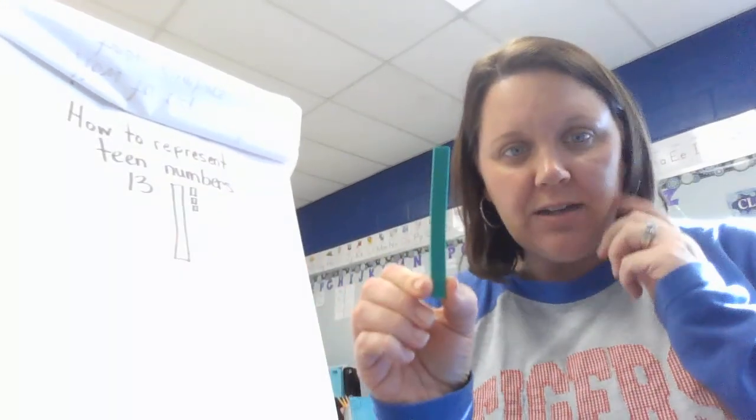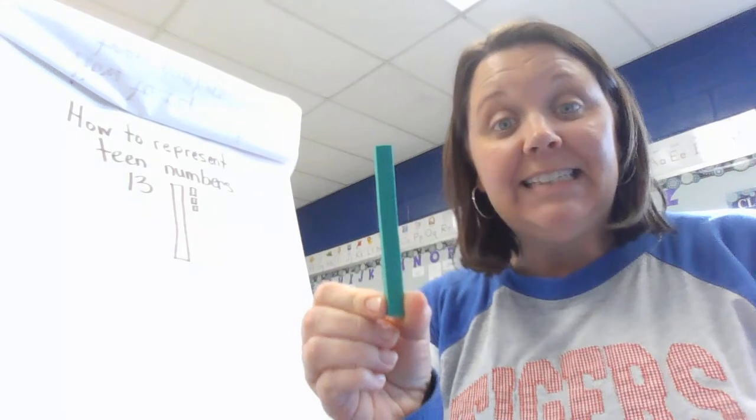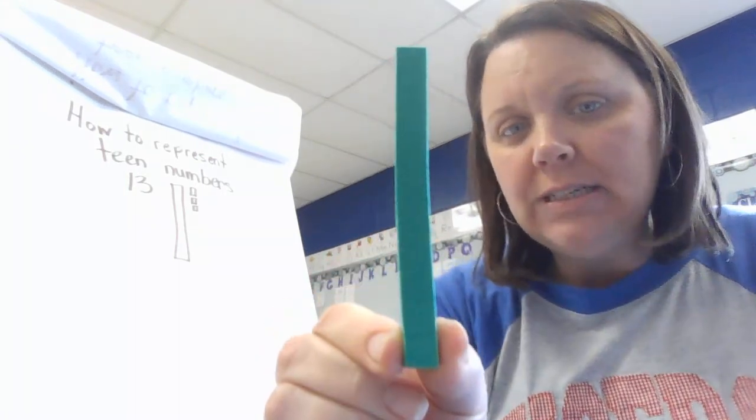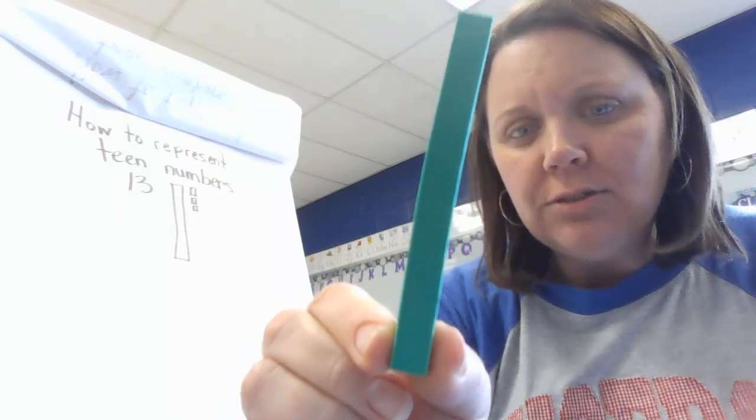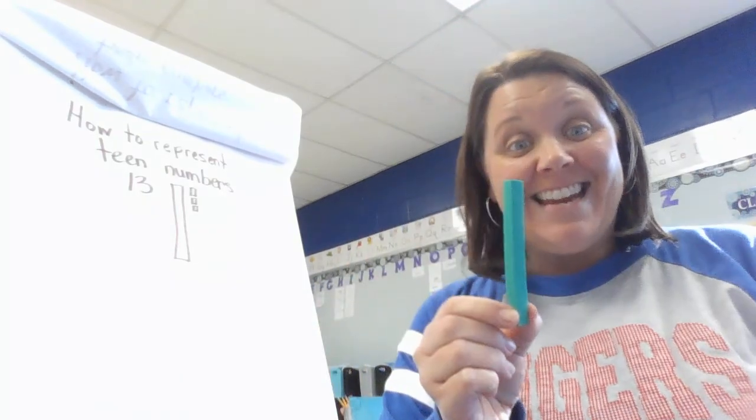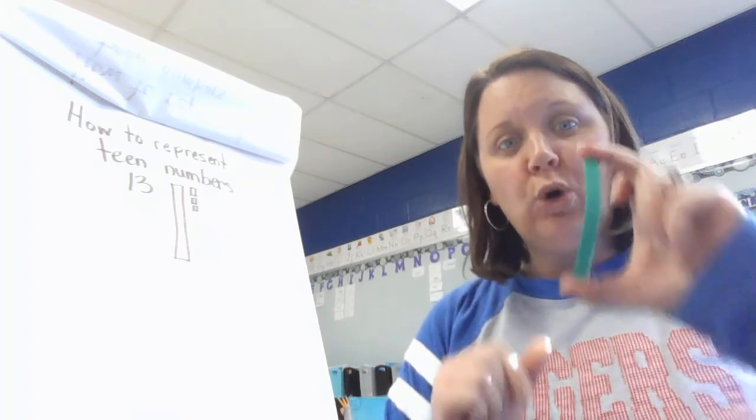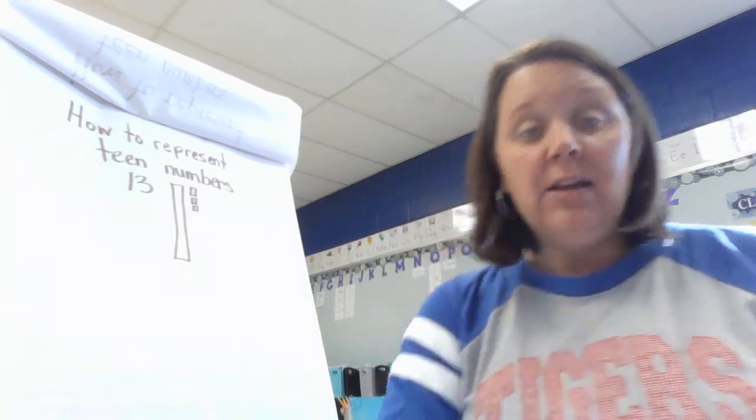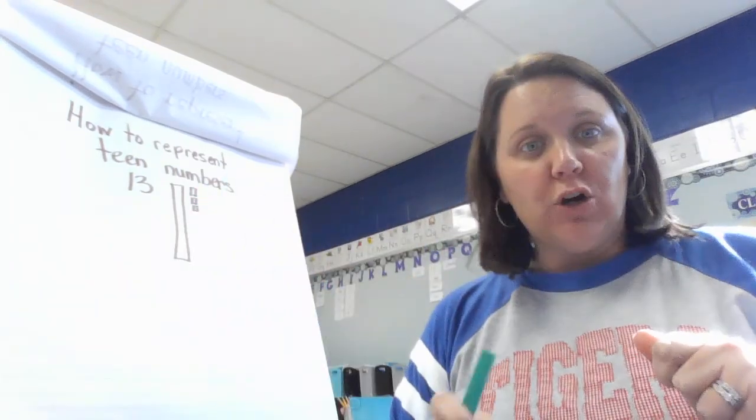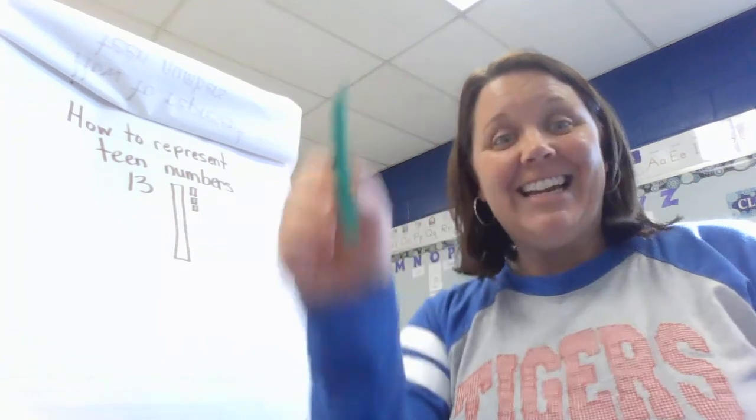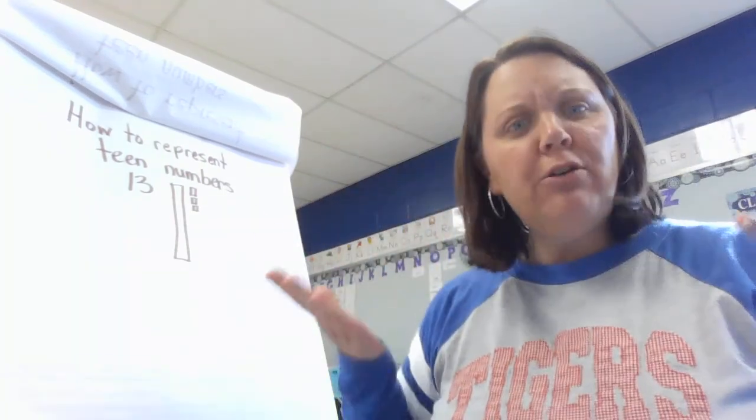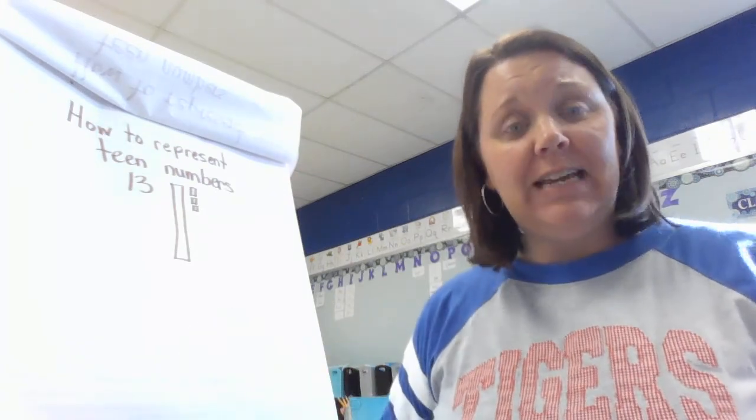In your math box, you have rods. This is a 10 rod. We call it a 10 rod because you can see the little bitty lines if you look real close. There are 10 blocks in this one rod. So we say 10 for this rod. These are units. These are ones. So when you count a number, you use the tens place to say 10, and you use the units to say 1. So how do you represent a number in the teens?